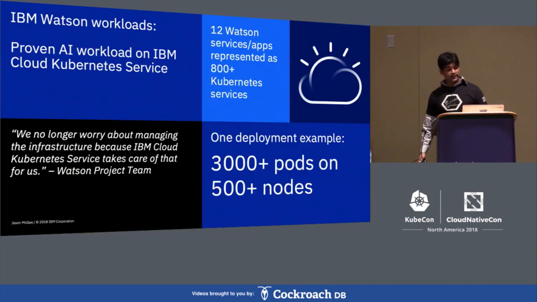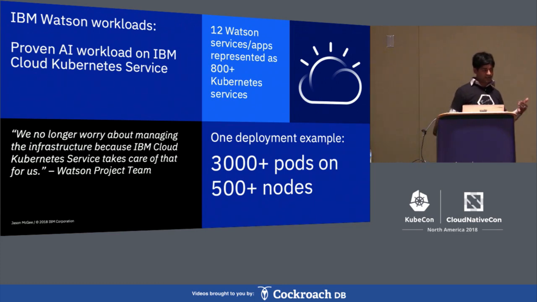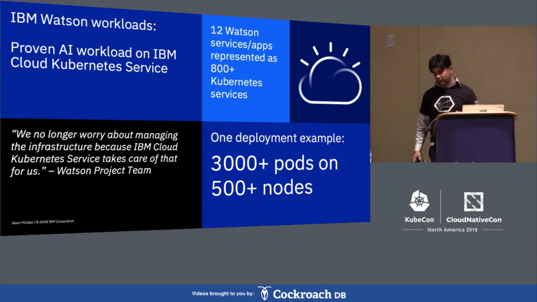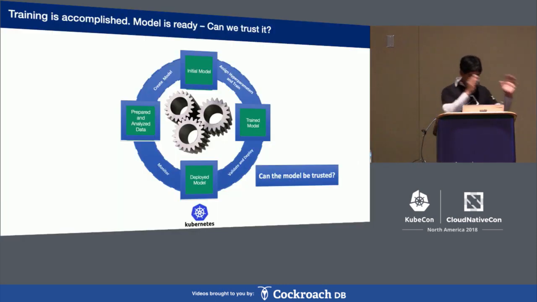Another data point is that IBM Watson workloads are running on Kubernetes. Right now, there are 12 Watson services leveraging Kubernetes, around 800 plus Kubernetes services. Each of these services out of 800, on average, runs around 3,000 plus pods on 500 plus nodes. So as you can imagine, we are leveraging Kubernetes heavily within IBM to run a lot of our AI and ML workloads. So great, we have training accomplished using FfDL.